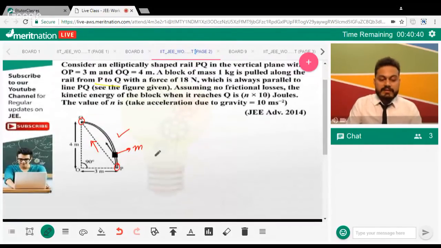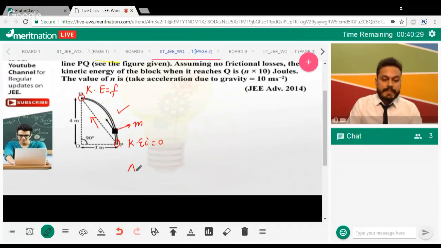So what is happening here? Initial kinetic energy is 0, and we are interested in finding the final kinetic energy. So let's apply the work energy theorem. Change in kinetic energy is equal to work done.